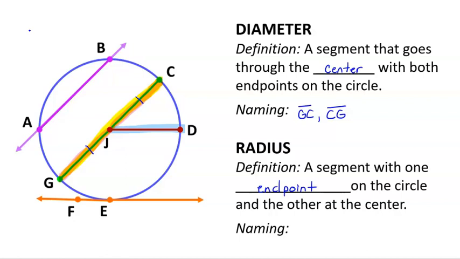When we go to name it, we're going to name it just like we would a segment. So we have JD would be one, JC would be another, but we also have some that aren't drawn. We know the center of our circle, so any of these points that lie on the circle like this, we could also name those as radii as well. So JB would also be a radius. AJ would also be a radius.